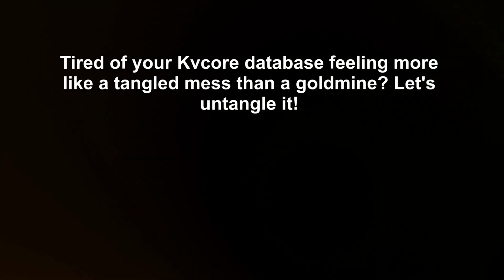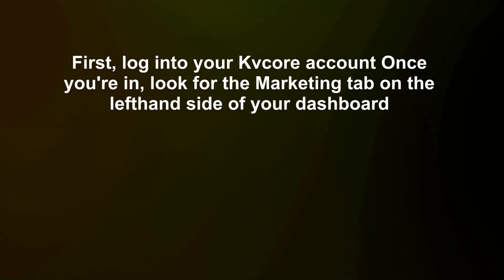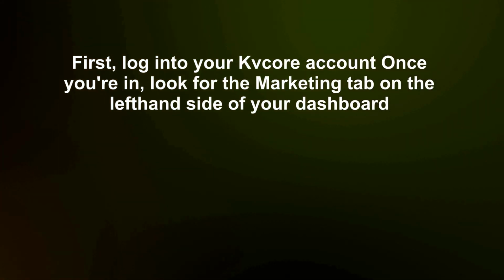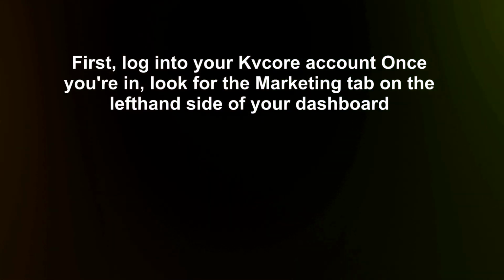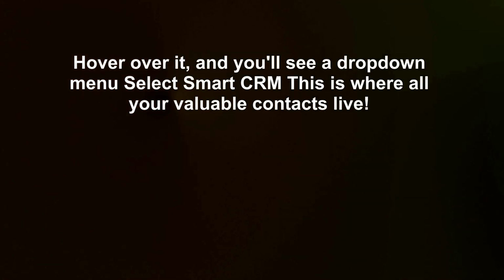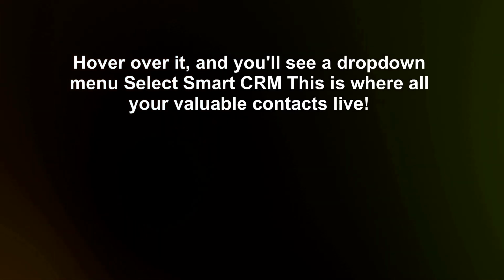Tired of your Kvcore database feeling more like a tangled mess than a goldmine? Let's untangle it. First, log into your Kvcore account. Once you're in, look for the Marketing tab on the left-hand side of your dashboard. Hover over it, and you'll see a drop-down menu. Select Smart CRM. This is where all your valuable contacts live.